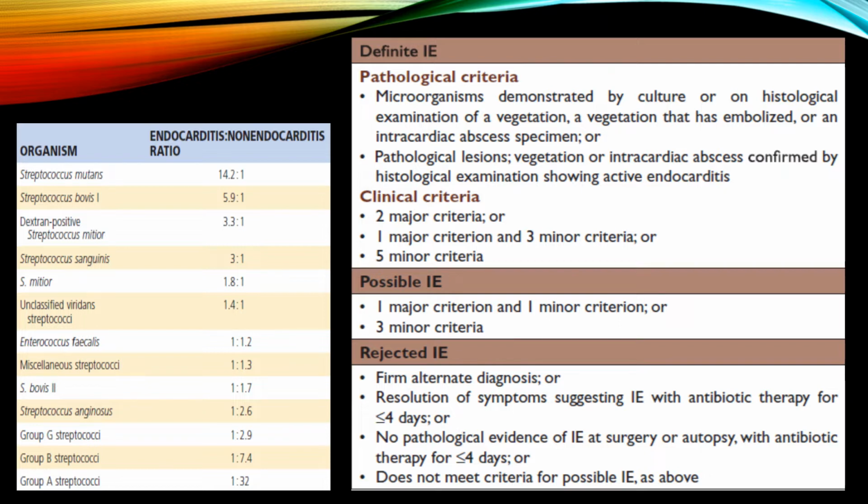So two major criteria can count as a definite IE and you can start treatment. Or one major and three minor criteria, or five minor criteria. All of this is a clinical criteria that can count as definite IE and start treatment. The other is possible IE, which is one major and one minor, or three minor. Reject endocarditis when you find an alternative diagnosis or the arteritis.